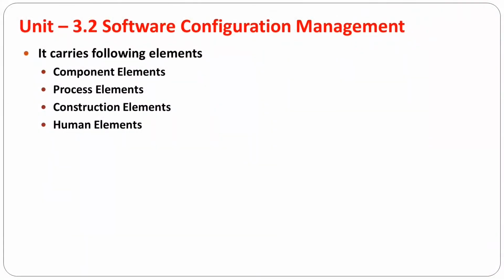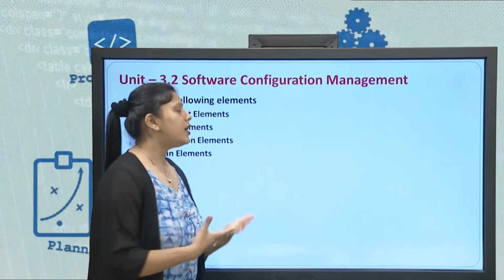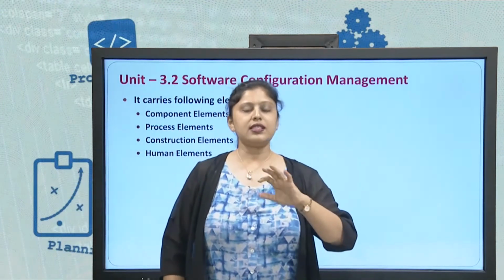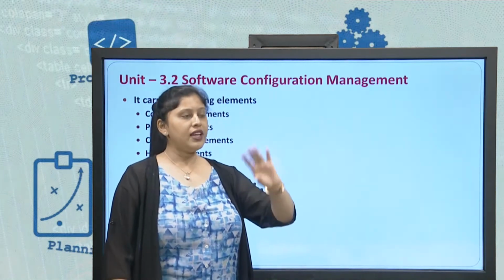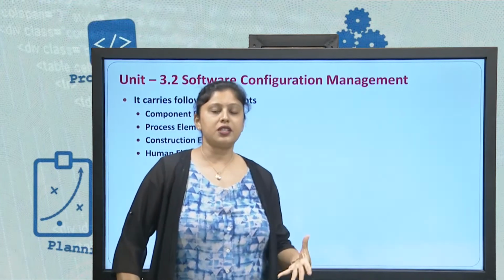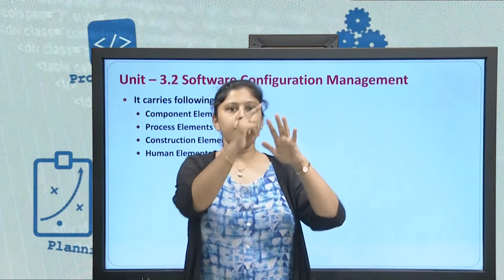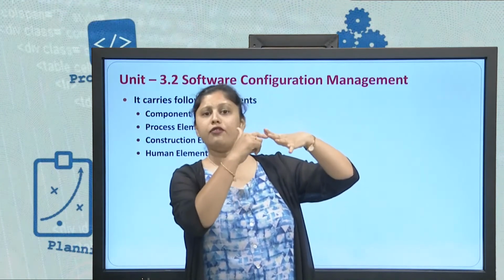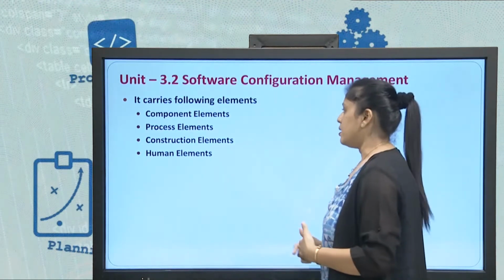What are component elements? For my software, what components are required? All those are included in component elements. Process elements: what are the processes that I am going to follow to configure my software? For building my software, maybe bringing up an upgrade, what kind of process do I need? Maybe it starts with 5 processes. So 5 processes in line: process 1, then process 2, then task 3, 4 and 5, right? I can say my process is my task also, right? So that is process elements.